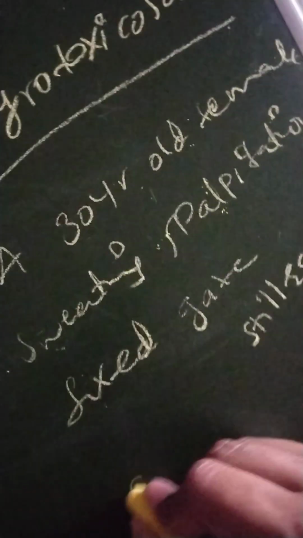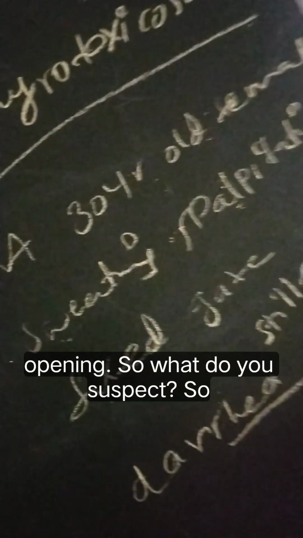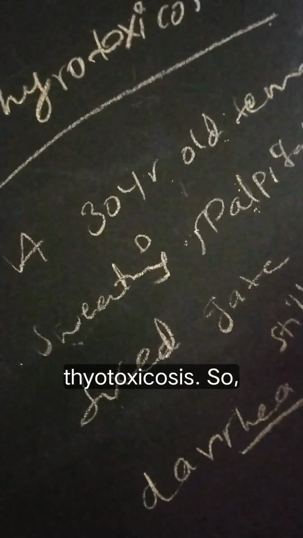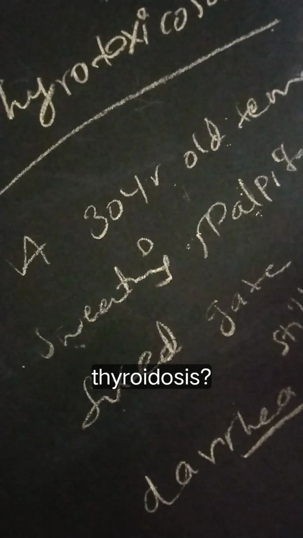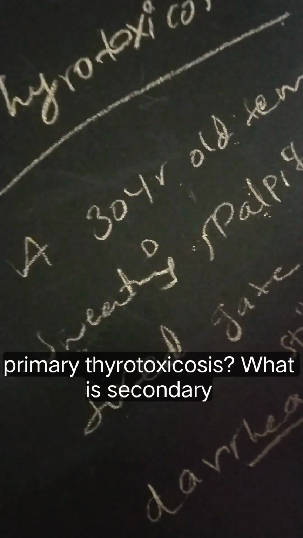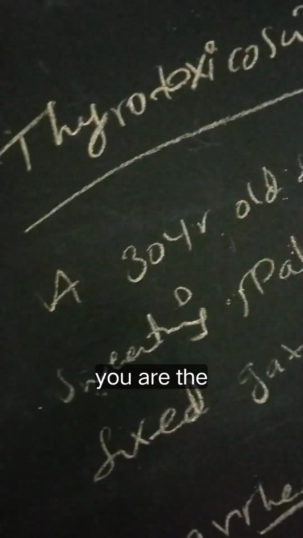And diarrhea is present in this patient. She came with these complaints to the OPD. So, what do you suspect? Obviously, it is thyrotoxicosis. So, what are the clinical features of thyrotoxicosis? What is primary thyrotoxicosis, what is secondary thyrotoxicosis, and how do you manage this case if you are the professor there?